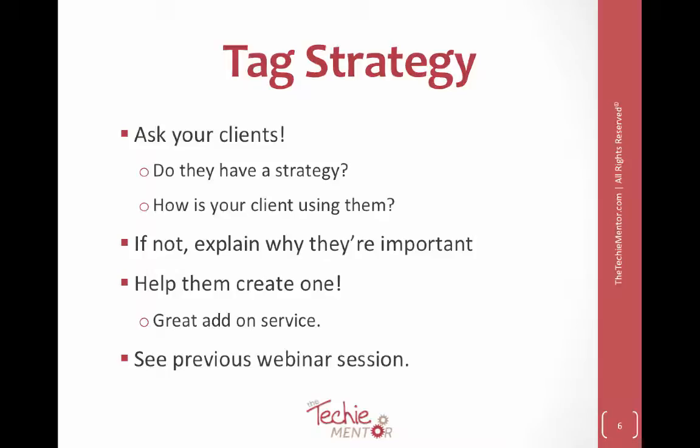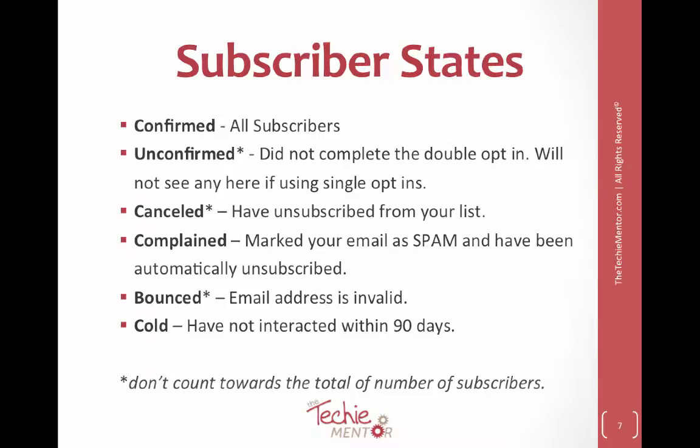If your clients don't have one, help them create one. It's a really great added-on value service because clients need this help. And explain to them how tags work, because a lot of times people don't even understand what tags are. They just know that they have them. You can help them create one, like I said, a great added-on service for you. It's above and beyond just doing your e-zines or email in ConvertKit. So you'd want to make sure to charge extra for that as a value-added service. And again, see the previous webinar for details on that.